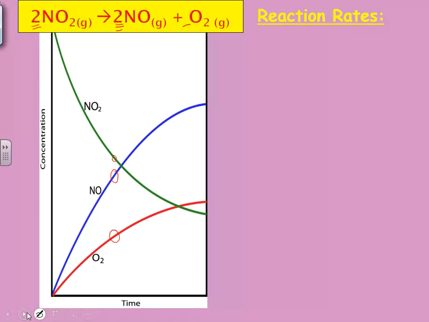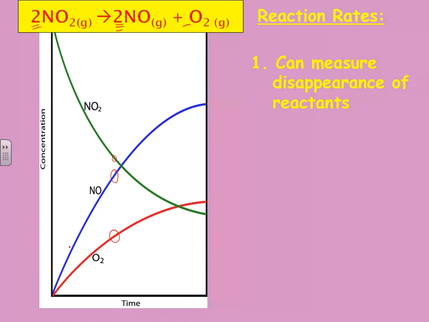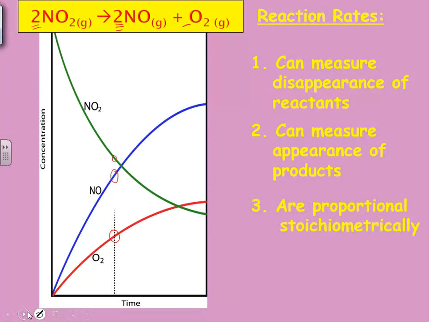A couple of things you need to understand about this. You could represent the reaction rate graphically, and we can measure the disappearance of the reactants. Here we see they're disappearing over time. Or you can measure the appearance of the products. Here you see the red and the blue lines. These are proportional stoichiometrically. If you look at the balanced equation, for every 2 molecules of NO formed, 1 molecule of oxygen is formed, so this one is double this one. Likewise, for every 2 molecules of NO2 that disappear, 2 molecules of NO appear.